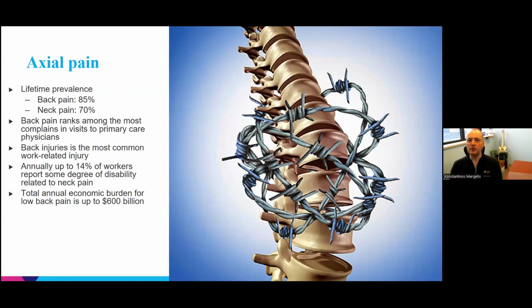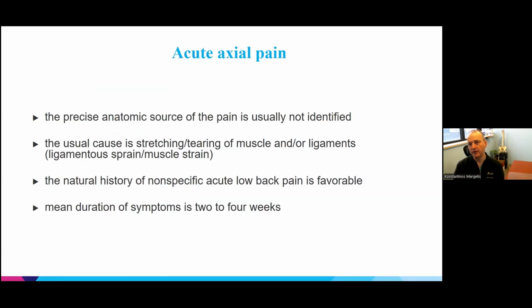Now, let's focus on the axial low back pain. The lifetime prevalence is very, very high. It's up to 85% for low back, 70% for neck pain, and it is one of the most common complaints for patients to seek medical care. And up to 40% of workers report some degree of disability related to neck pain. And I'm pretty sure that the numbers for low back pain are even higher. And that comes with a significant economic burden for our society.